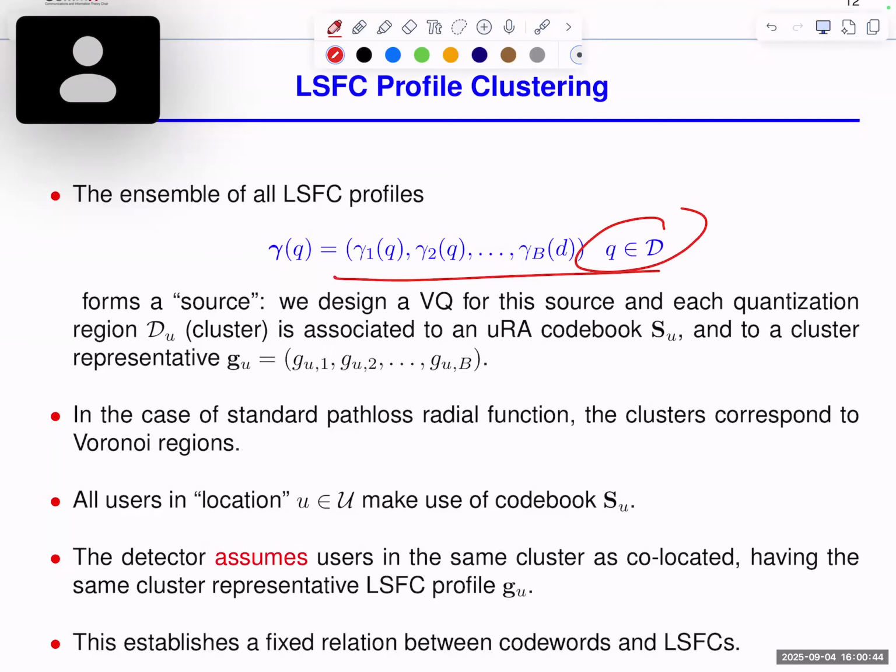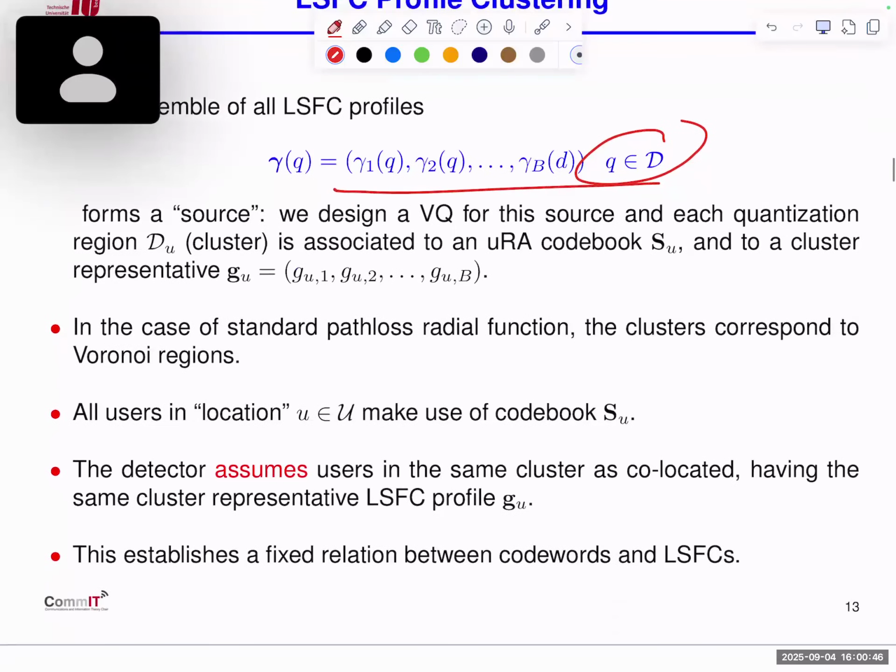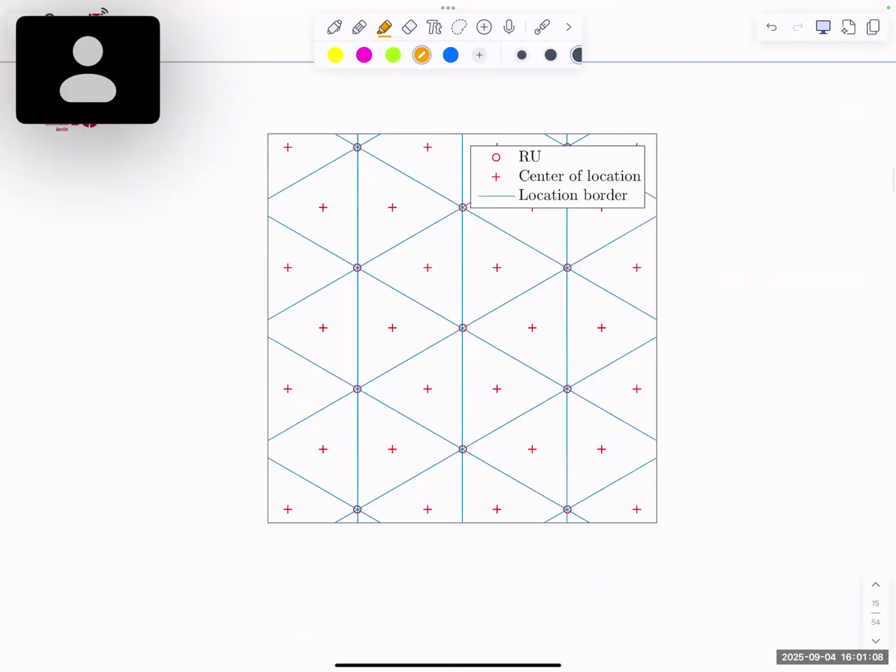such that we assign a specific sub-codebook to each cluster. And then we use a detector that assumes that all the codewords in that cluster, when active, have the same LSF profile, which is essentially the representative of the cluster. Imagine a vector quantizer with points for every cluster representative. This yields a very simple tessellation of the plane when the LSFs are simple radial functions of the distance, like classical path loss exponents, 1 over d to the alpha.